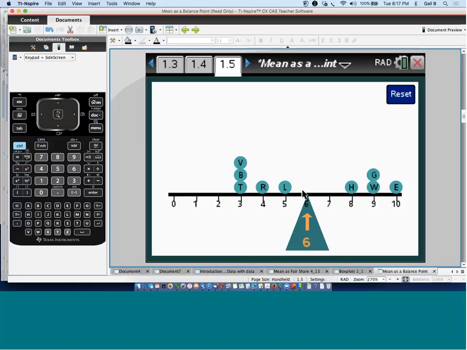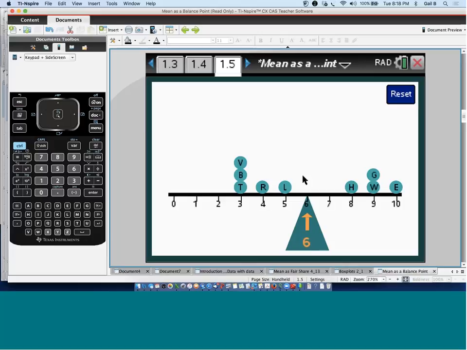It doesn't take too long before the kids figure out that there's got to be 12 deviations on this side, which brings up the notion of mean as a balance point. So not only is mean fair share, it's also the balance point of a distribution. And it's the balance of the deviations of each of the values from the mean.